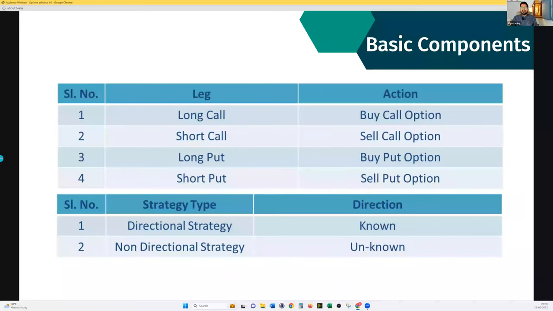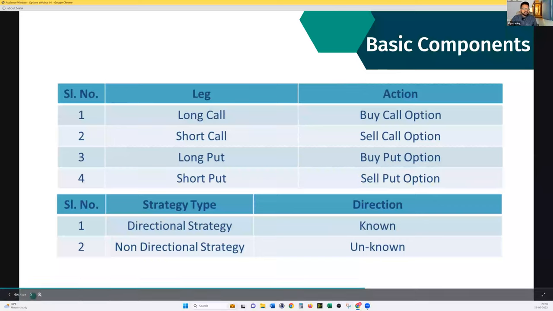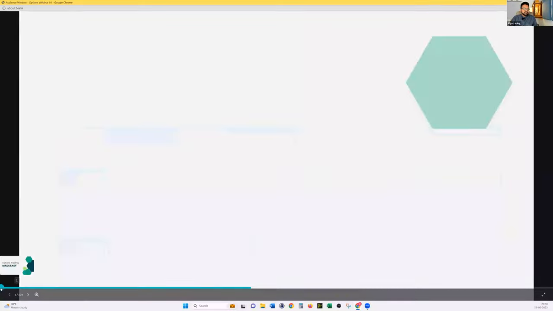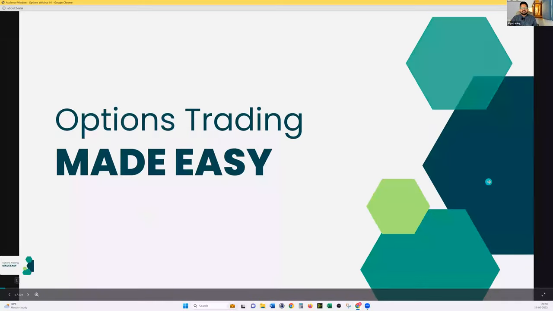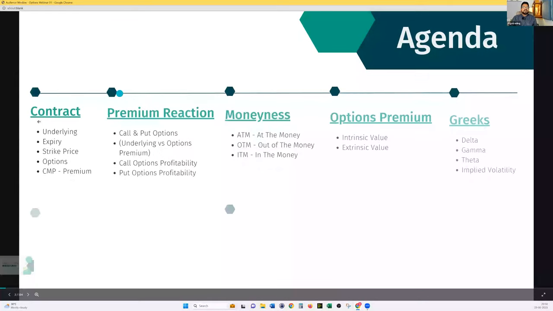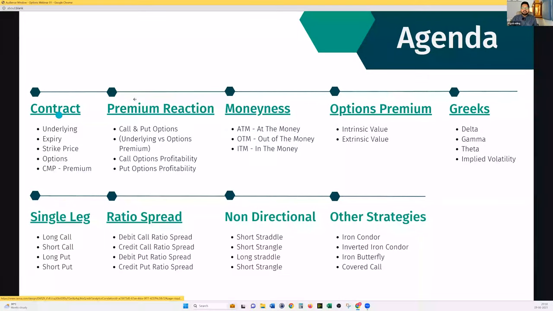So till now, do you guys understand everything clearly? I need to go to slide number one. Did you understand contract and premium reactions? Moneyness, where we discussed ATM, OTM and in the money. On premium, we spoke about intrinsic value and extrinsic value. Greeks, we spoke about delta, gamma, theta, and implied volatility. So we have covered all these things.